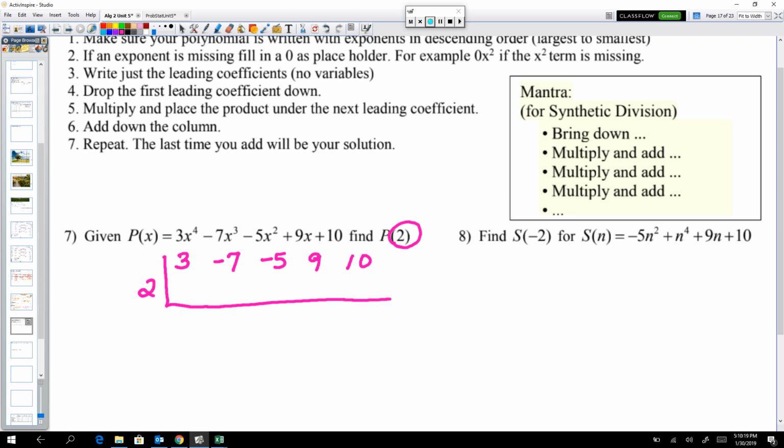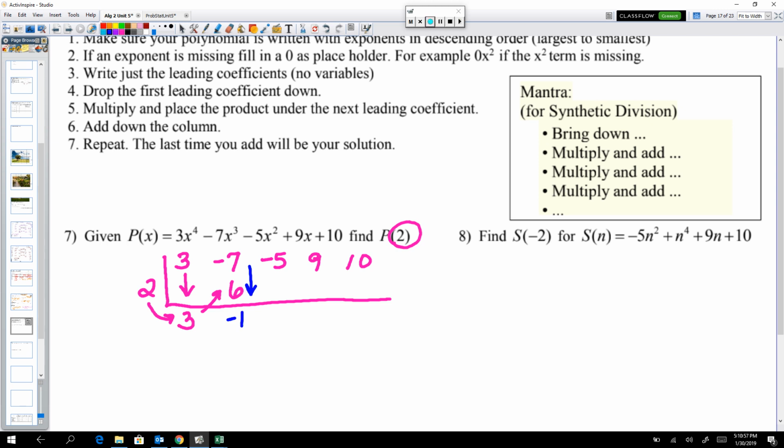Okay? So now, step 4. Drop the first leading coefficient down. Take it as is. That one always happens. Then, we're multiplying 2 times 3 and placing that answer right here. And I call that multiply up. Then, we're going to add down. What is negative 7 plus 6? That's negative 1.